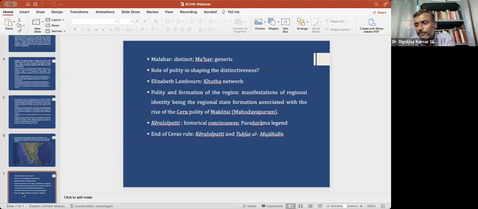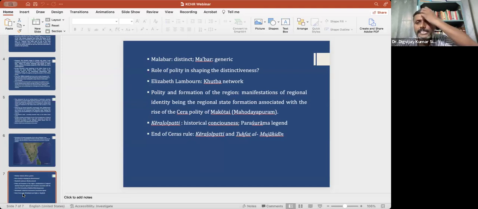Now, to address this question, the framework that we have in the writings of scholars such as Kesavan Veluthat or M.G.S. Narayanan is that they see the articulation of the regional identity of Kerala, which emerges in several textual sources dated to the 8th and 9th centuries, in terms such as Keraleshu, Keraladhipati, or Kerala Nath. These terms occur from the 8th, 9th century onwards. And Kesavan Veluthat particularly argues that the hallmark feature of this articulation of the regional identity was the emergence of a regional state in the form of the Chera polity of Mahodayapuram, with its sovereignty extending over large parts of the region.